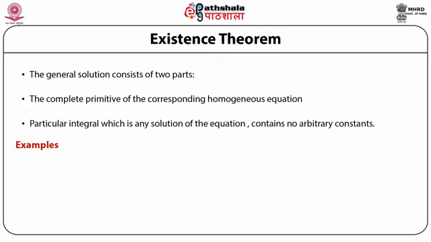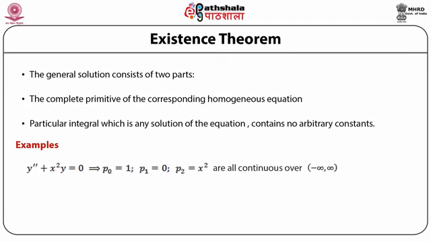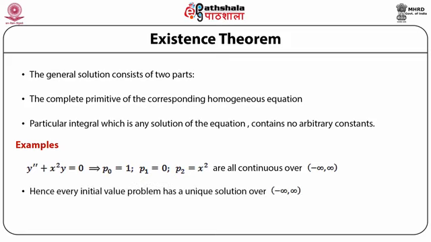First example, we consider the equation y double prime plus x square y equals 0. Here, p0 equals 1, p1 equals 0 and p2 equals x square. All these functions are continuous on the interval minus infinity to infinity. Hence, every initial value problem has a unique solution over minus infinity to infinity.